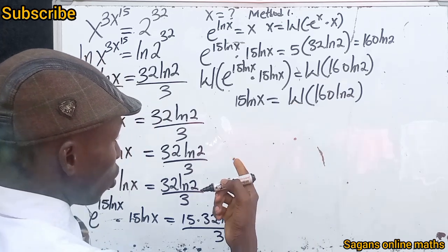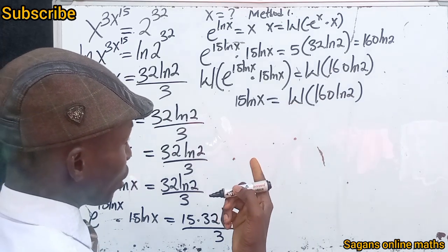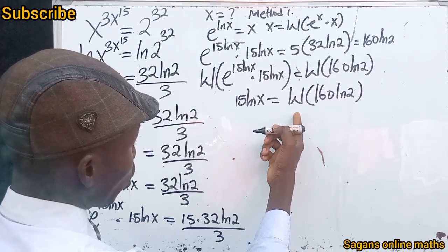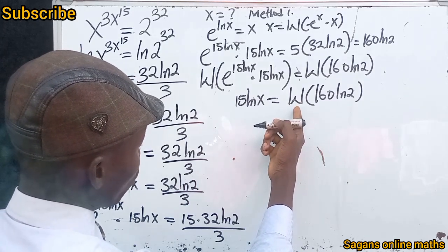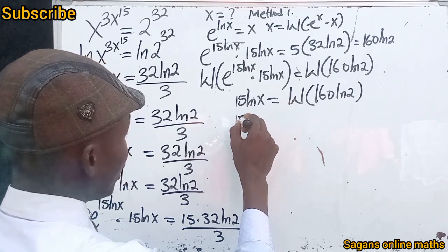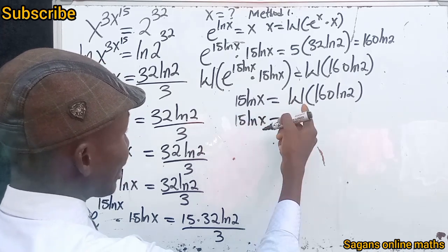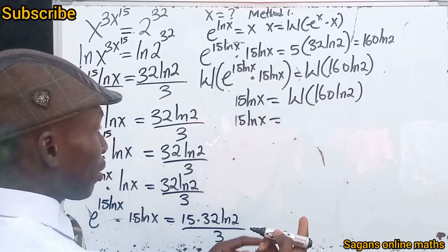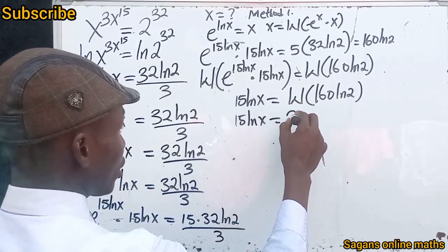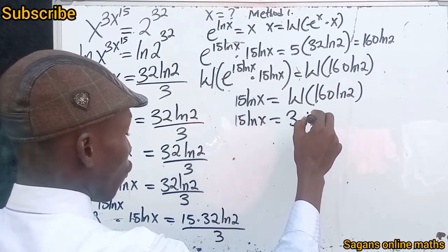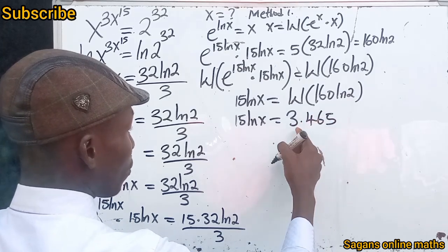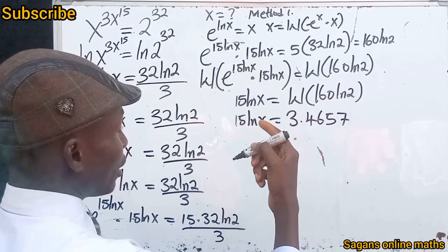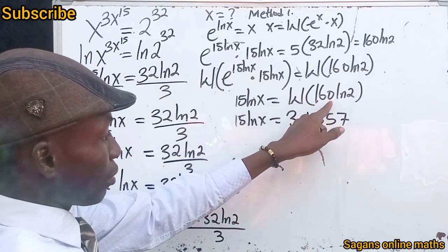Now what we are going to do in this method is use the Lambert-W function, but not all calculators have this function. I will share the calculator I'm using so you can learn from it. That means 15 ln x is equal to the Lambert-W function of this value you are seeing here. The Lambert-W function of this is 3.4657.